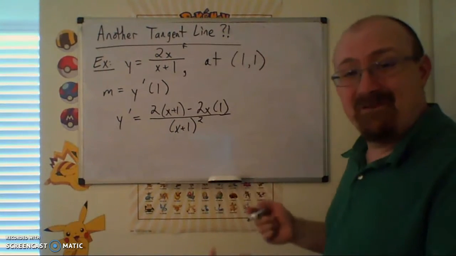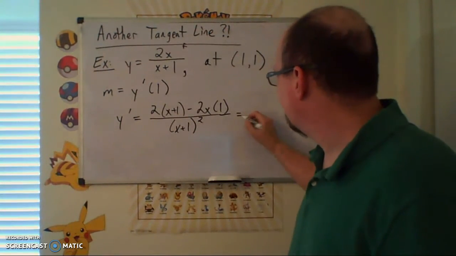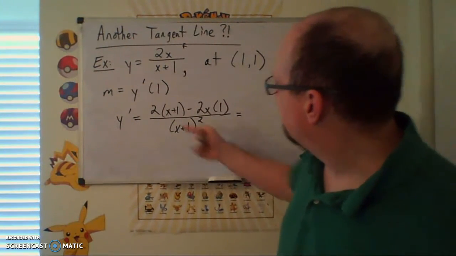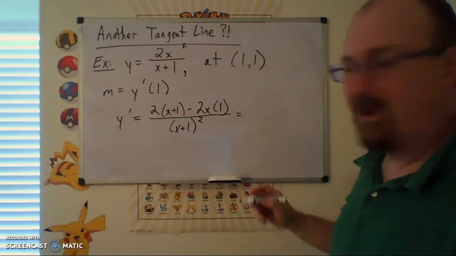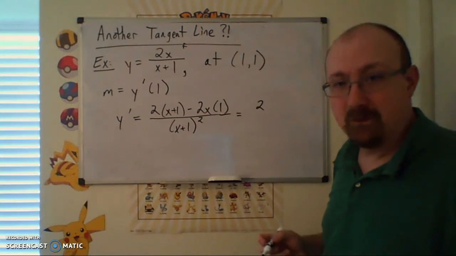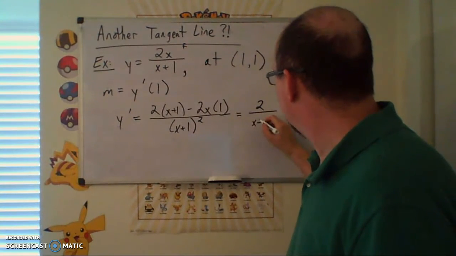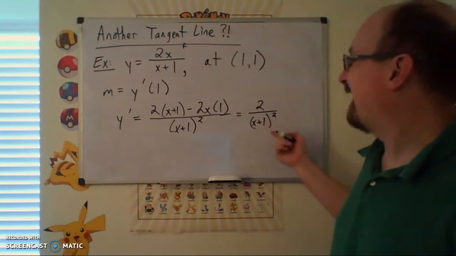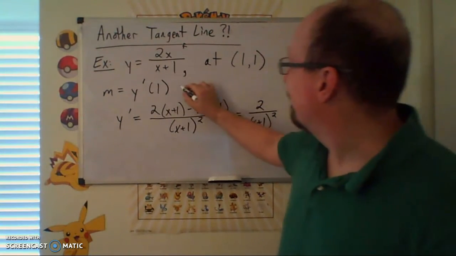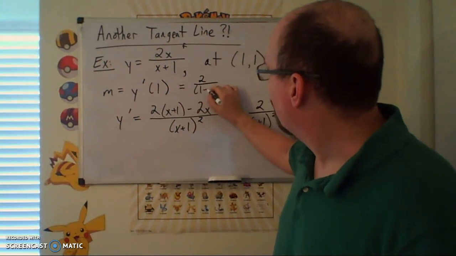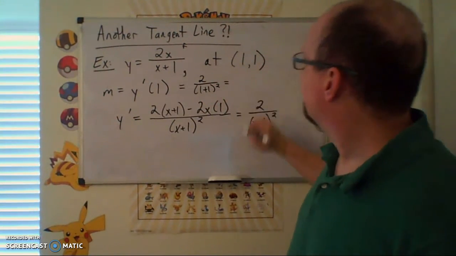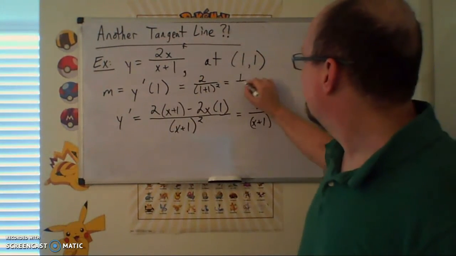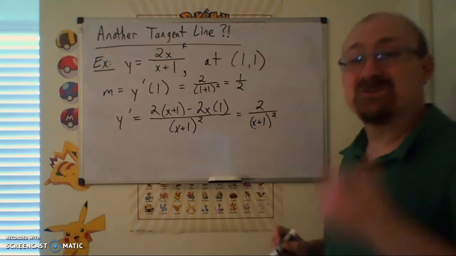All right. So now, if we clean this thing up, it actually cleans up rather nicely, I think you'll end up observing, because up top we get 2x plus 2 minus 2x, so we just have 2 in the numerator by its lonesome. Down below, we have x plus 1 quantity squared. Awesome. Now, to get our slope, we just plug x equals 1 into this thing. So we have 2 over 1 plus 1 squared. And last I checked, 1 plus 1 is 2, 2 squared is 4, 2 over 4 is just a nice, neat 1/2. So there's our slope.